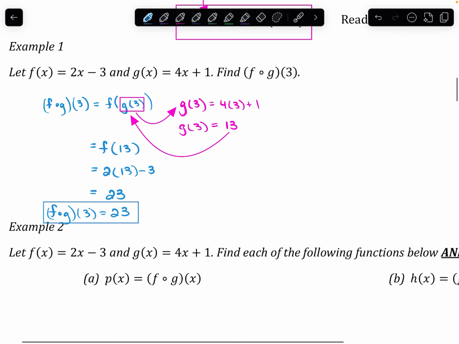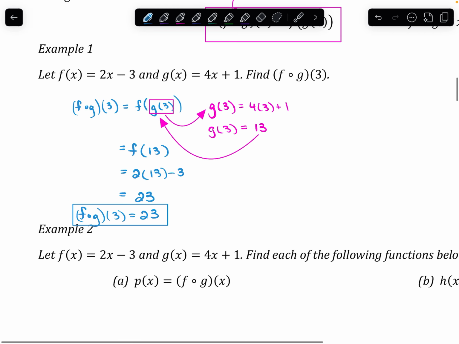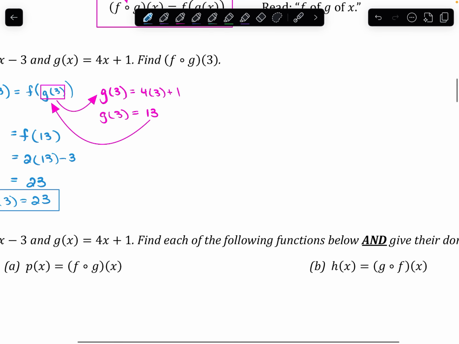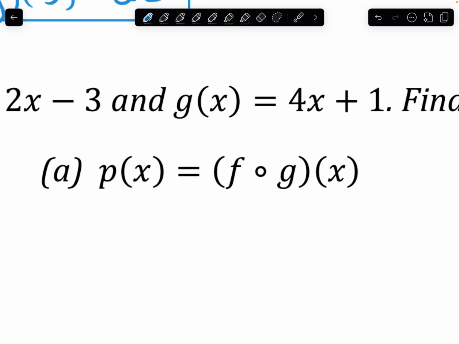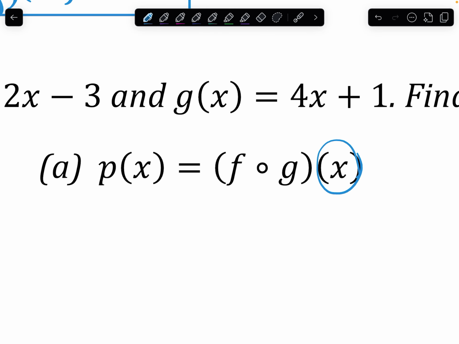All right, next one. This time we're given the same functions that we just dealt with in example 1, and we're asked to find each composite function and give that function's domain. So a little different here. Notice it's just an arbitrary x. That's when we know we're finding a generalized function. But it's still the same idea.